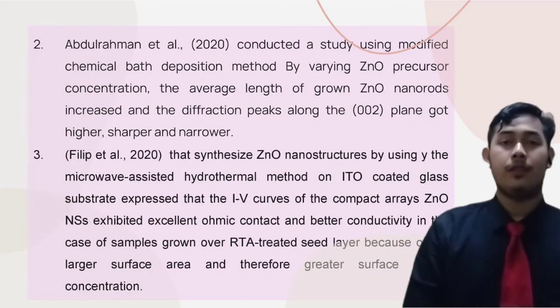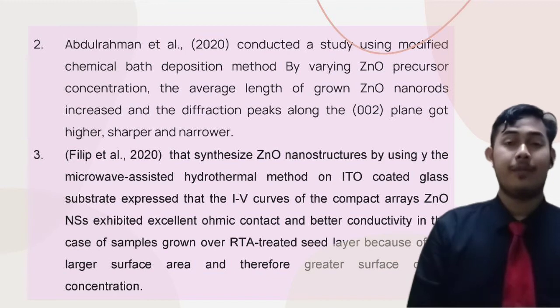Next, Abdurrahman et al. conducted a study using modified chemical batch deposition method. By varying zinc oxide precursor concentration, the average length of grown zinc oxide nanorods increased and the diffraction peaks along the 002 plane got higher, sharper, and narrower.